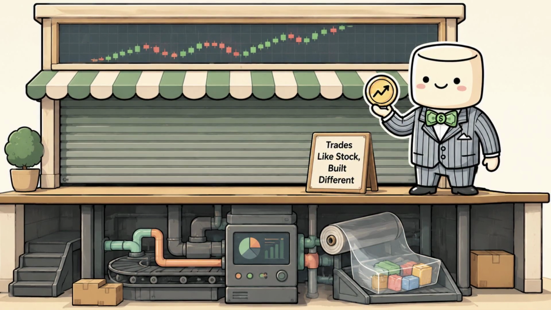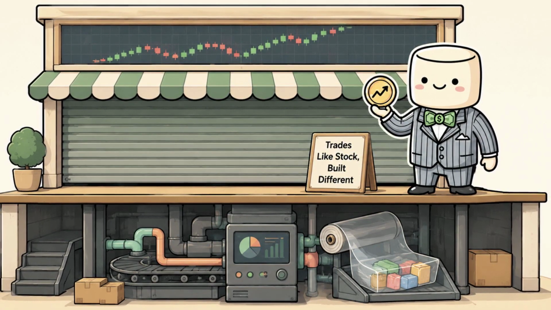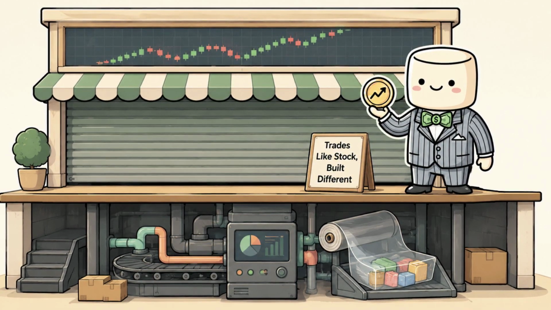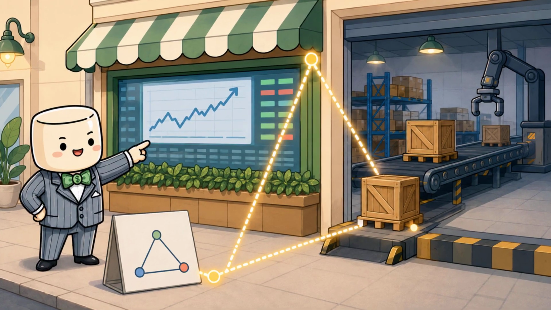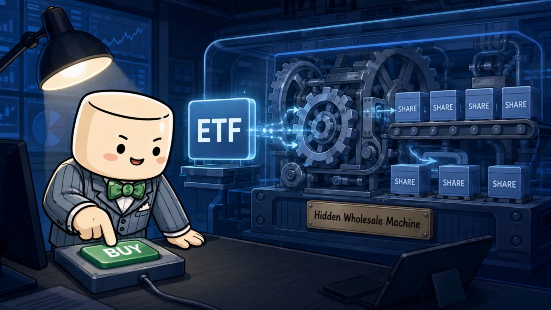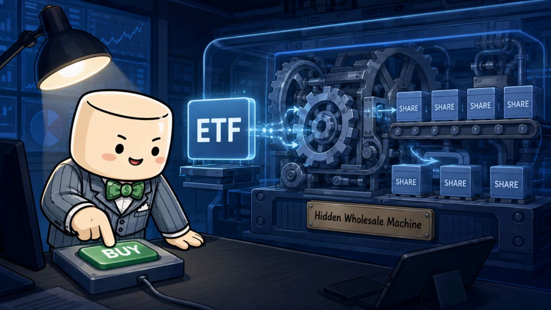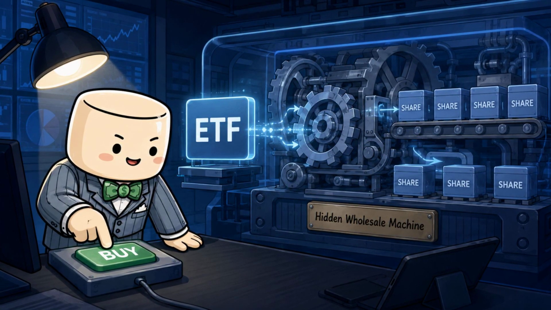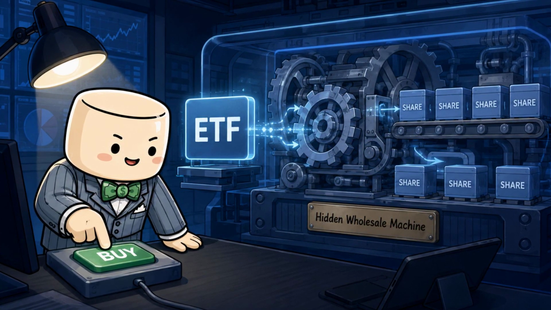So the next time someone says an ETF is just like a stock, you can say, it trades like a stock, but it is not built like a stock. The ticker is the storefront. Creation units are the loading dock, and the hidden machine behind every ETF is what lets that simple little ticker behave like a flexible fund wrapper, not just another share floating around the market.